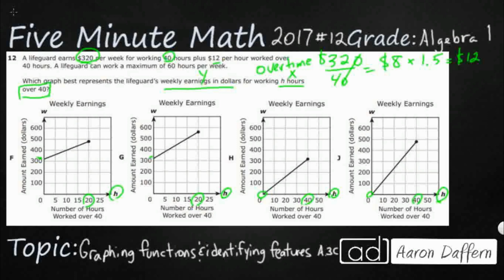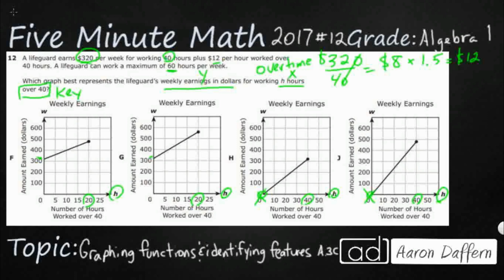Well, let's see if we can interpret this problem. This H over 40, here is the key right here, is we're not starting at 0. We're starting at the 40 hours, and then we are looking at the number of hours above 40, and it says they can work a maximum of 60. Okay, so how much money they make between 40 and 60.